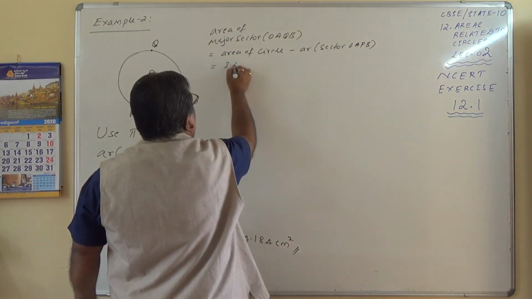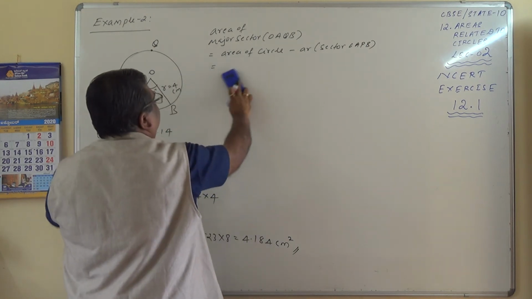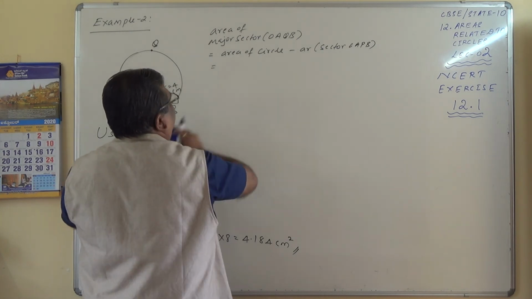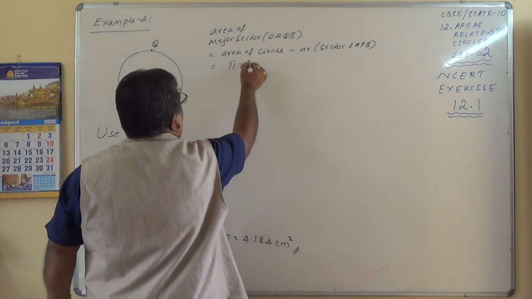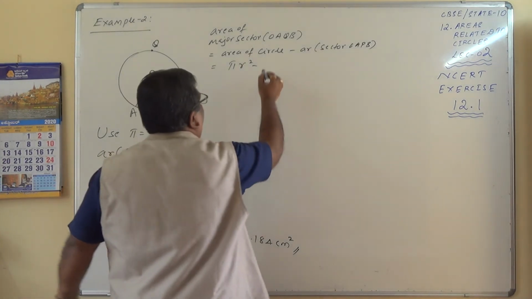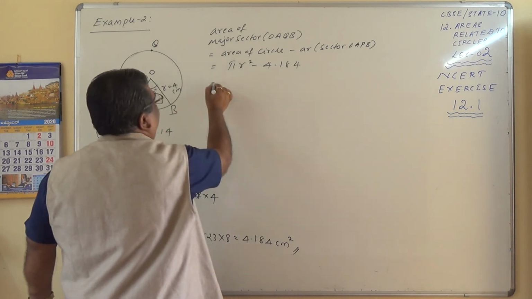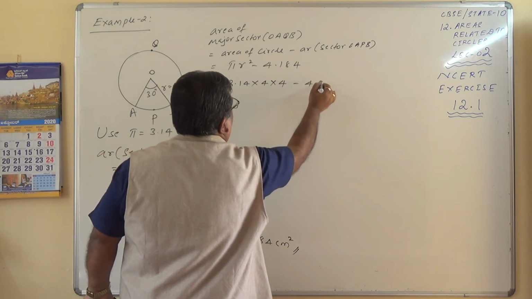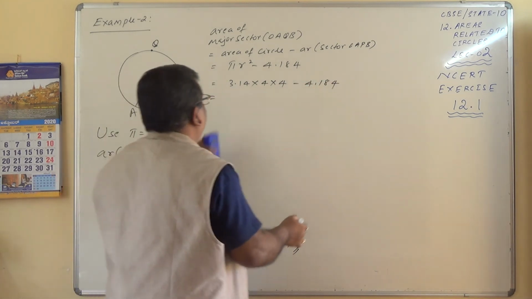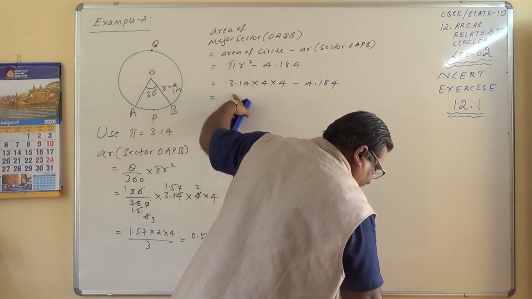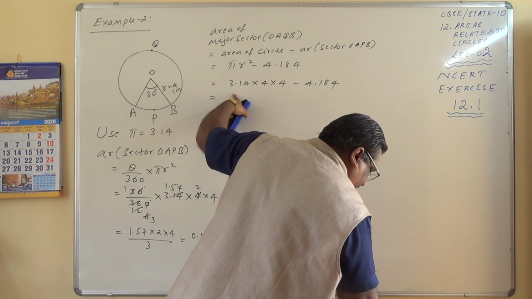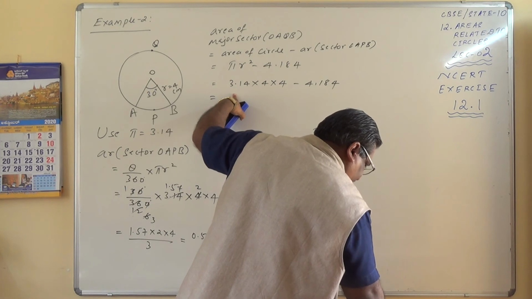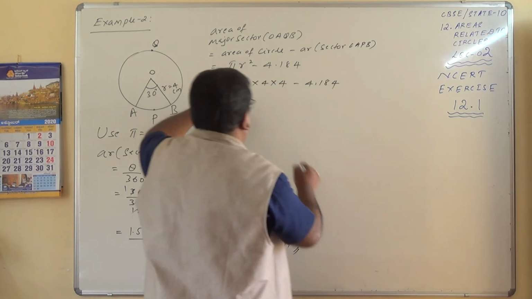Pi r square is basically the formula. So pi r square minus 4.184, which is 3.14 into 4 into 4 minus 4.184. I am getting 16 into 3.14 as 50.24.